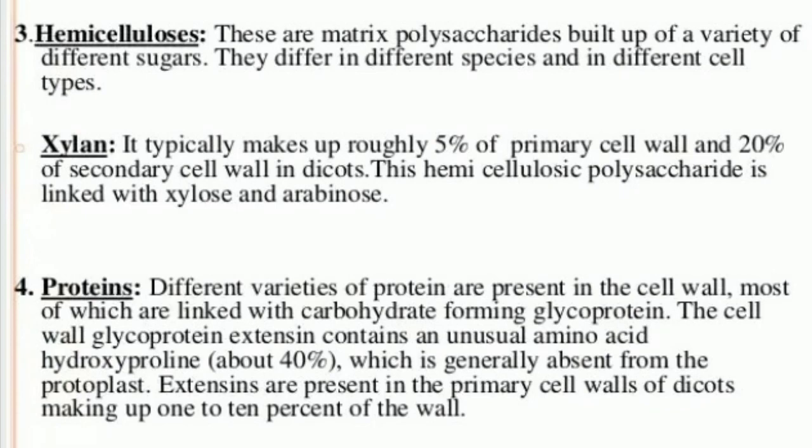4. Proteins. Different varieties of protein are present in the cell wall, most of which are linked with carbohydrate, forming glycoprotein. The cell wall glycoprotein extensin contains an unusual amino acid, hydroxyproline, which is generally absent from the protoplast. Extensins are present in the primary cell walls of dicots, making up 1 to 10% of the wall.